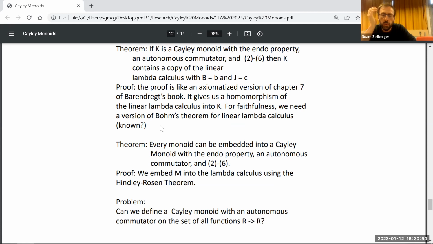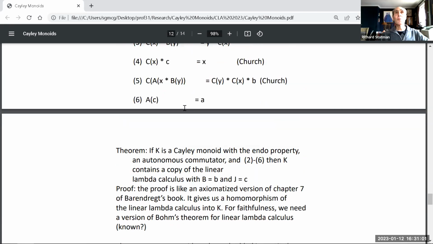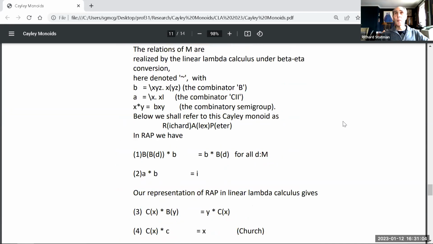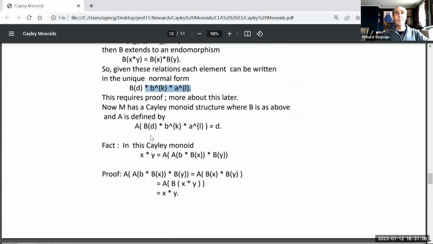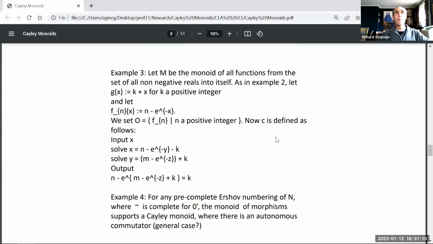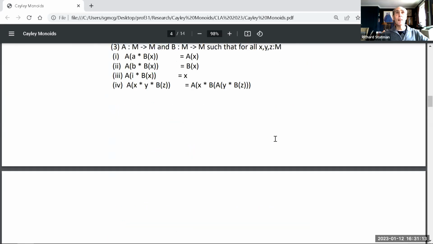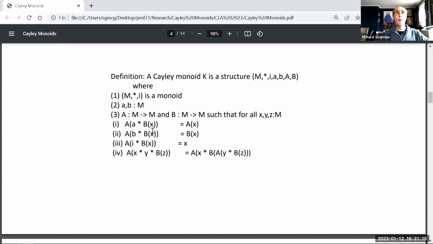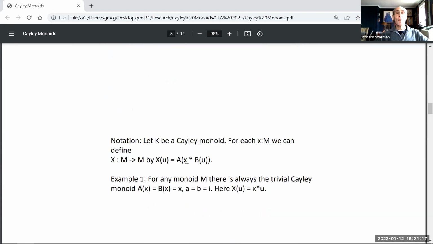Just to back up, another question. Again, how is application defined for the Cayley monoid? Yes, application is defined. Let me go back to the first slide. Application of X to U is A, X star B applied to U. That's the application operation.